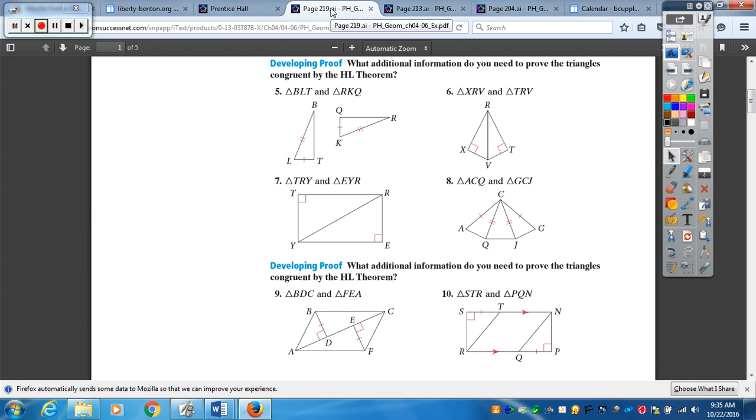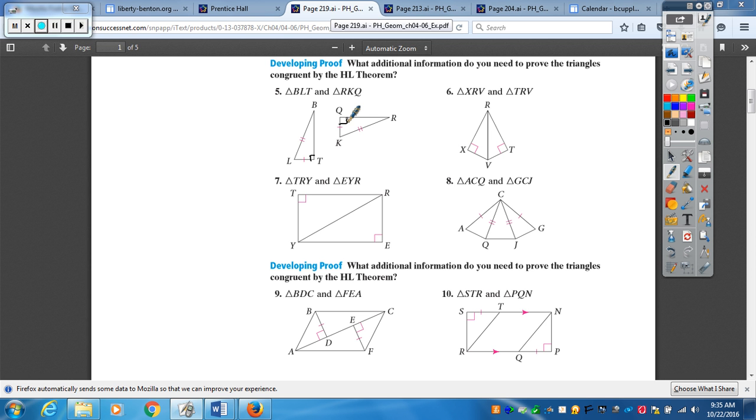5 to 7 reads this. What additional information do you need to prove the triangle is congruent by a hypotenuse leg? Well, number 5, I hope that you guys registered the fact that we need a right angle. They look like right triangles, but we don't know. So I would write down something like this. Angle T and angle Q have to be proven to be a right angle, okay? Or just the triangles need to be right triangles, okay?